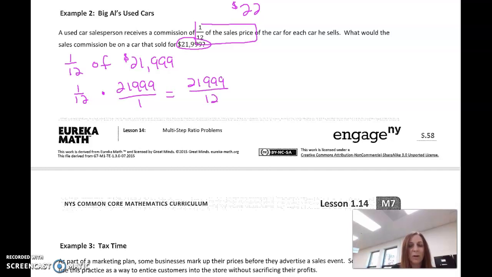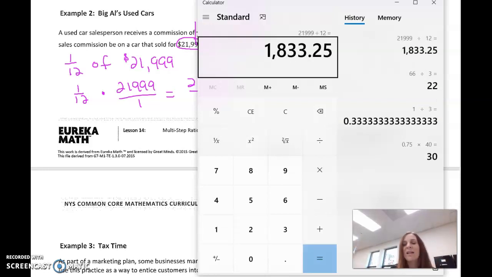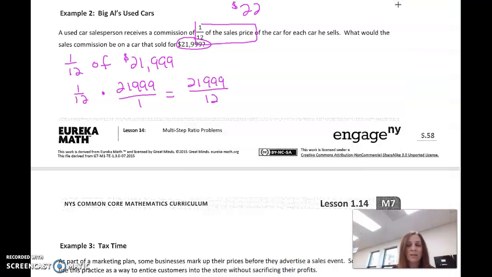21,999 over 12. Now this means divide. So 1 times this is this, 12 times 1 is this. This just means divide. So if I divide, I'm going to get $1,833.25. Now again, guys, if this was a long number that kept going, a non-terminating or repeating decimal, you would just round it to the hundredths because we're talking about money. Okay, so in this case, $1,833.25 is the amount of money this car salesman will receive for selling that car.